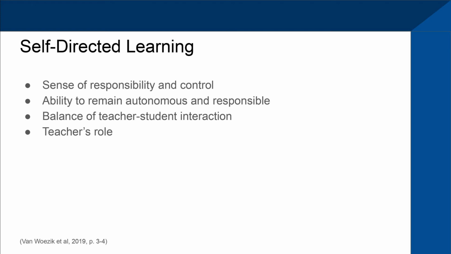Third is the balance of teacher-student interaction. How often does the teacher interact with their students? And when it happens, what is it like? Is the teacher constantly hovering over their students, barking orders? Or are they hanging back and just letting students do their work? Finally, the role of the teacher. Is a teacher's job solely to teach, to provide their students with information and knowledge? Or is it to facilitate discussion and learning between peers?